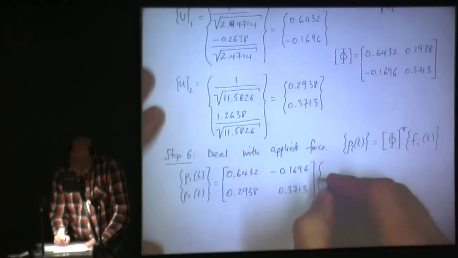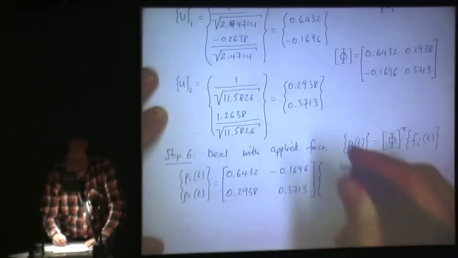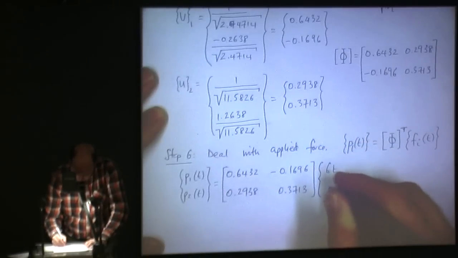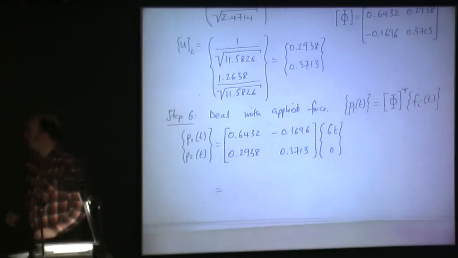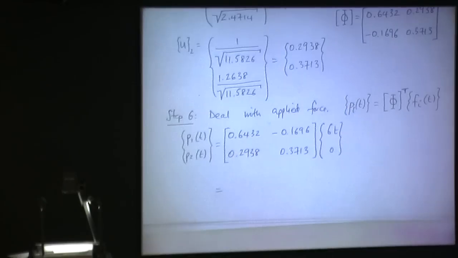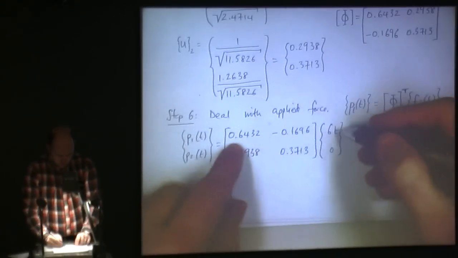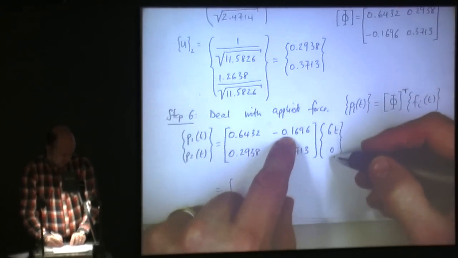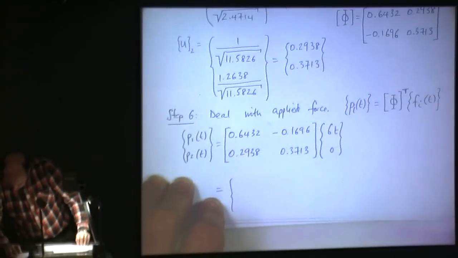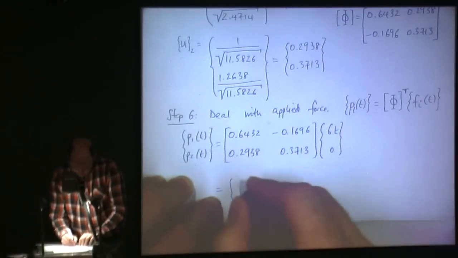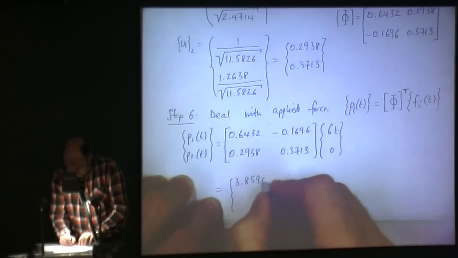And then we put our force vector in here. And again, from the equation of motion, we can see quite clearly that that's going to be 6t and 0. So it's quite clear that the first term in my vector is going to be 0.6432 times 6 minus 0.1696 times 0. So it's obviously this term times 6, which should give me 3.8590 times t.